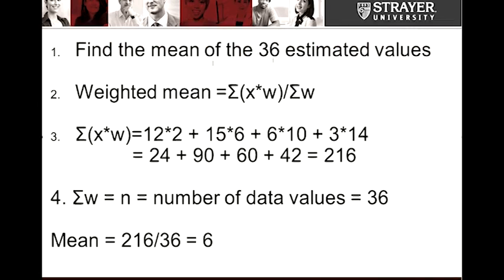So to find the mean of the 36 estimated values, first off, the formula for a weighted mean, a mean of a frequency distribution, is the sum of x times the weight divided by the sum of all the weights. So this first part, this top part, the sum of x times the weight, x is the midpoint, which the first one is 2, times the weight, which is the frequency, which is 12.